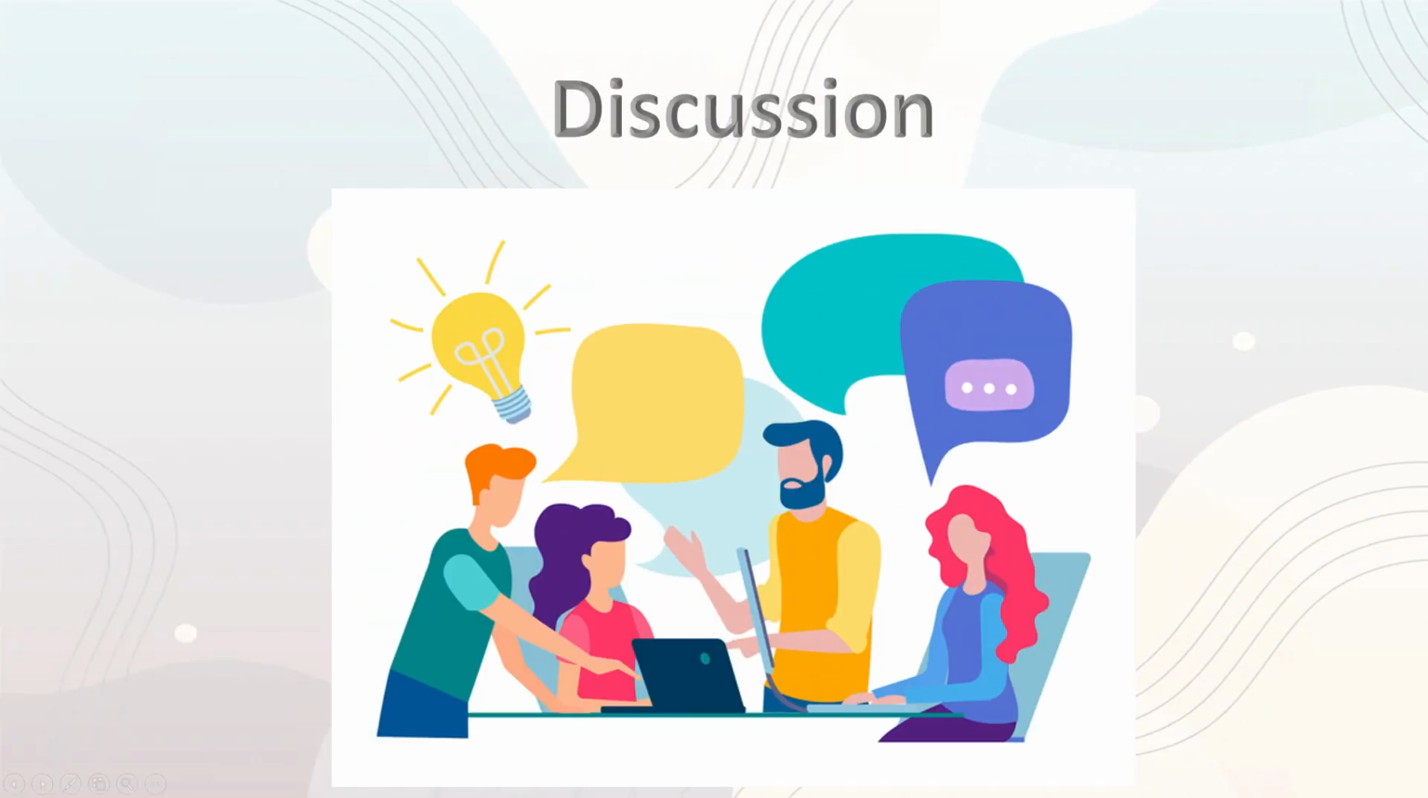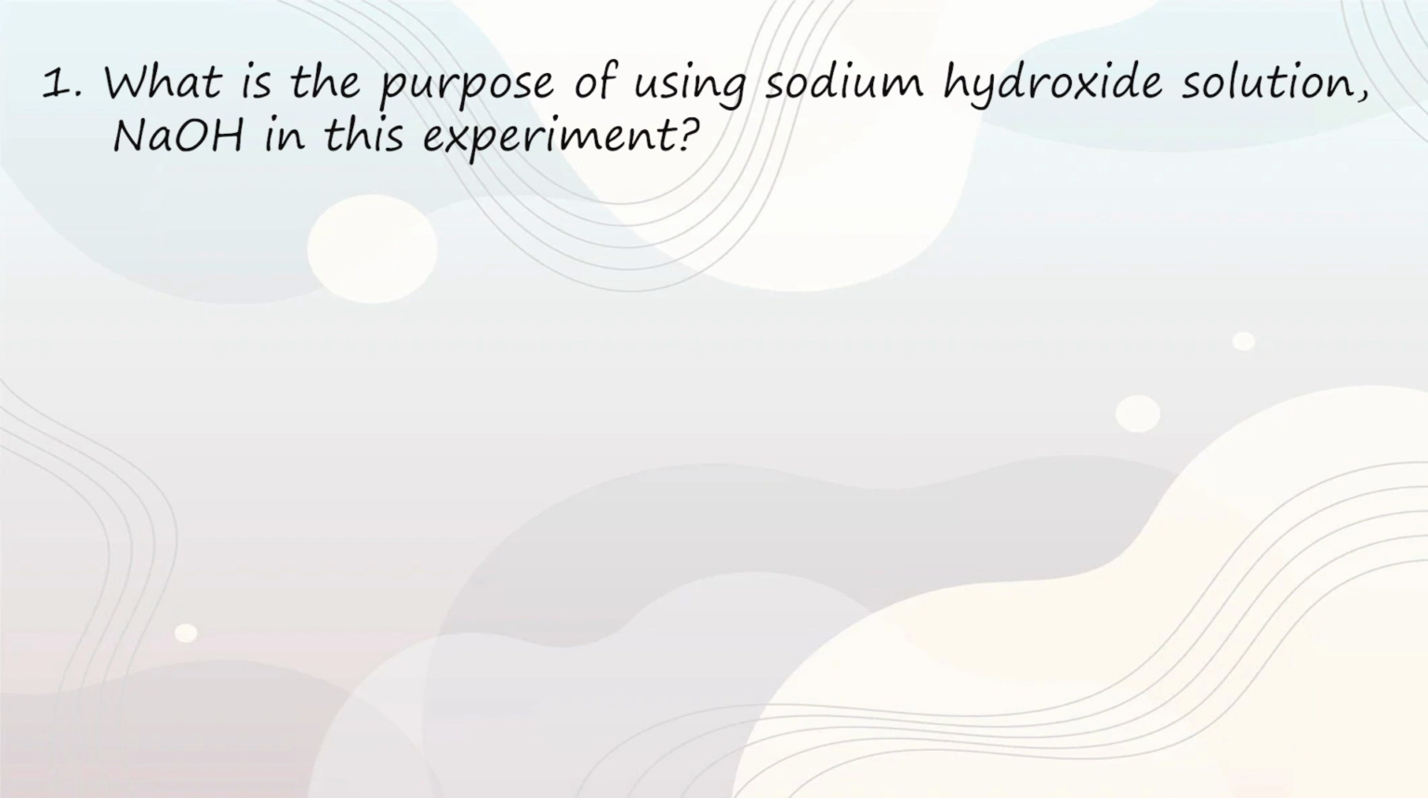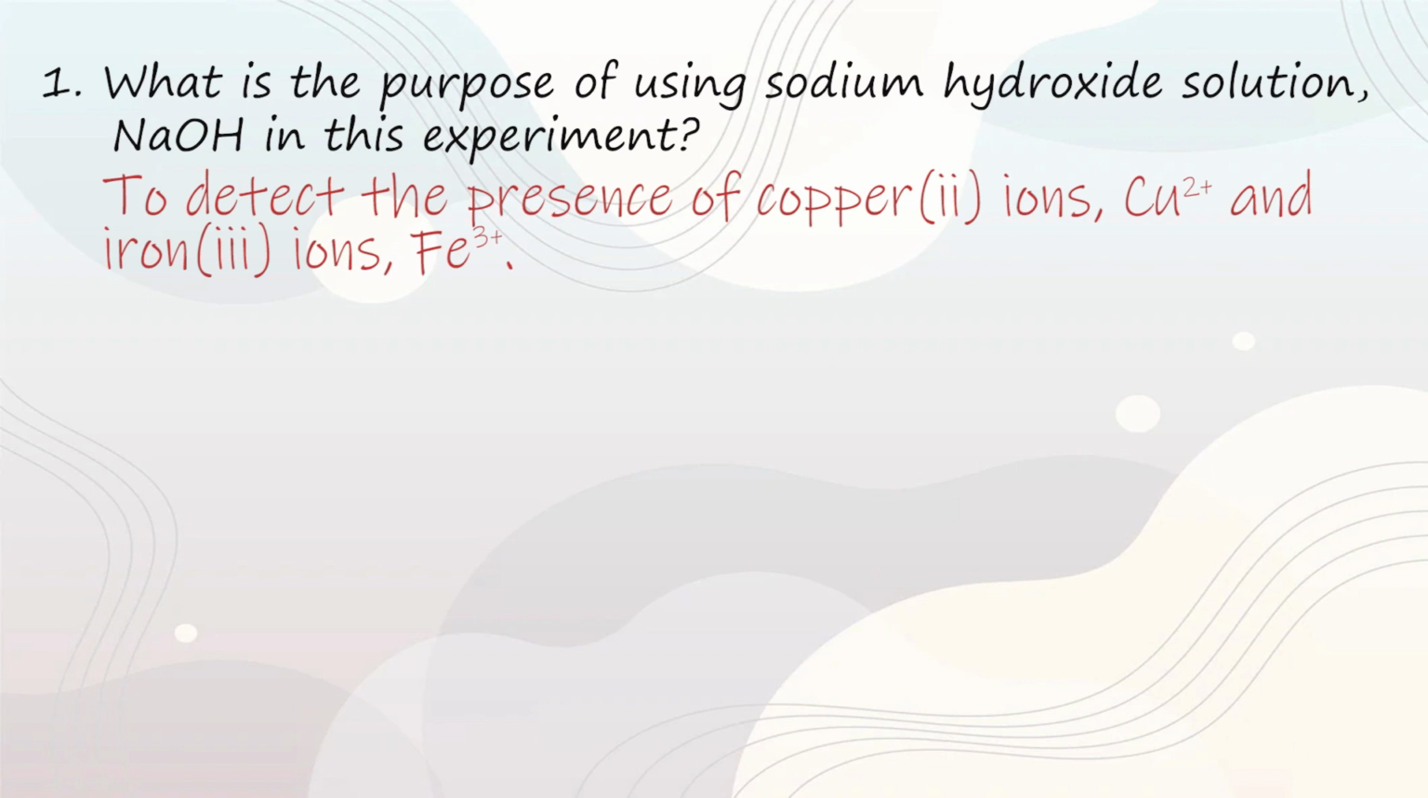Next, we move to the discussion part. First question: what is the purpose of using sodium hydroxide solution in this experiment? The purpose of using sodium hydroxide solution is to detect the presence of copper(II) ions and iron(III) ions.